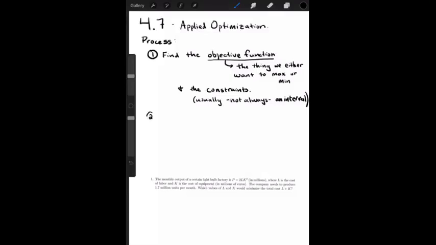And once we have all that, then we need to find the critical points of the objective function. Right, and lastly, we need to plug in the critical points, definitely. The endpoints, if we have them.